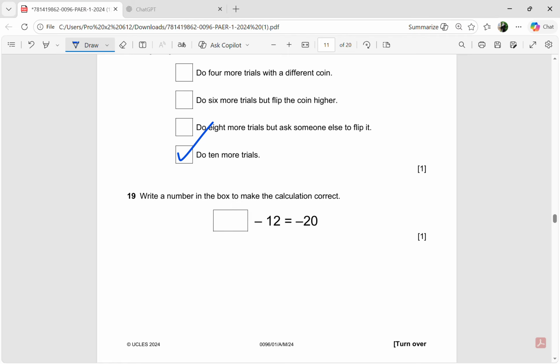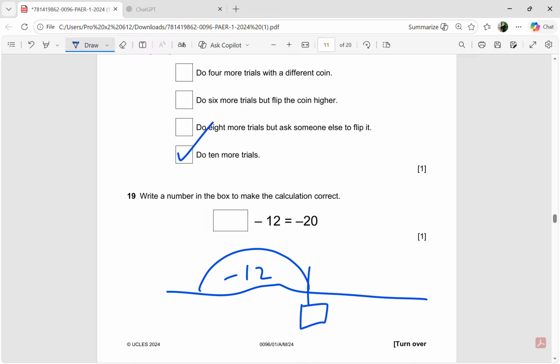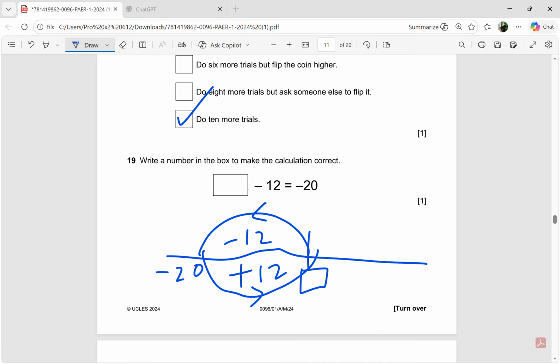Okay. So we have a number on a number line. When you go back 12, we get negative 20. So if you want to find the number, we can add negative 20 plus 12, and the answer becomes negative 8. So if we start at negative 8 minus 12, it equals negative 20.